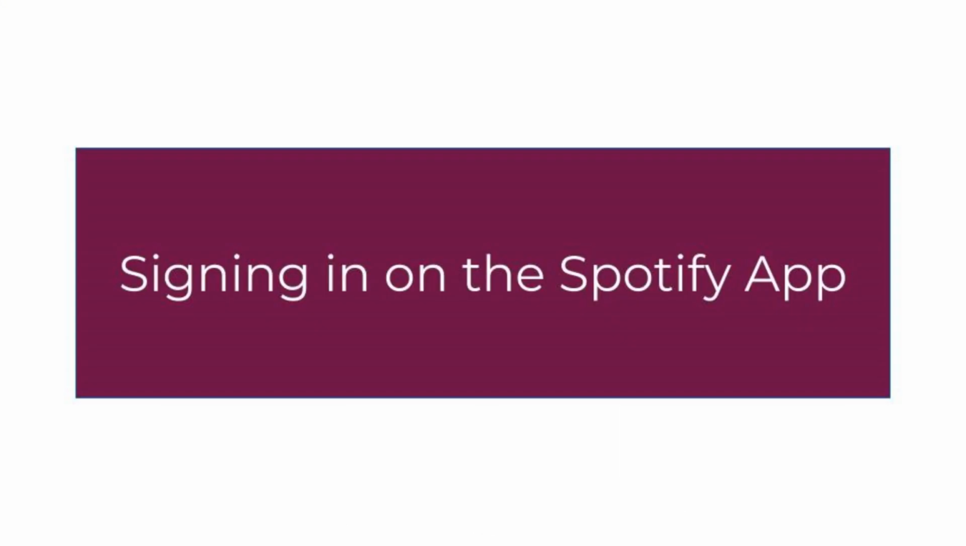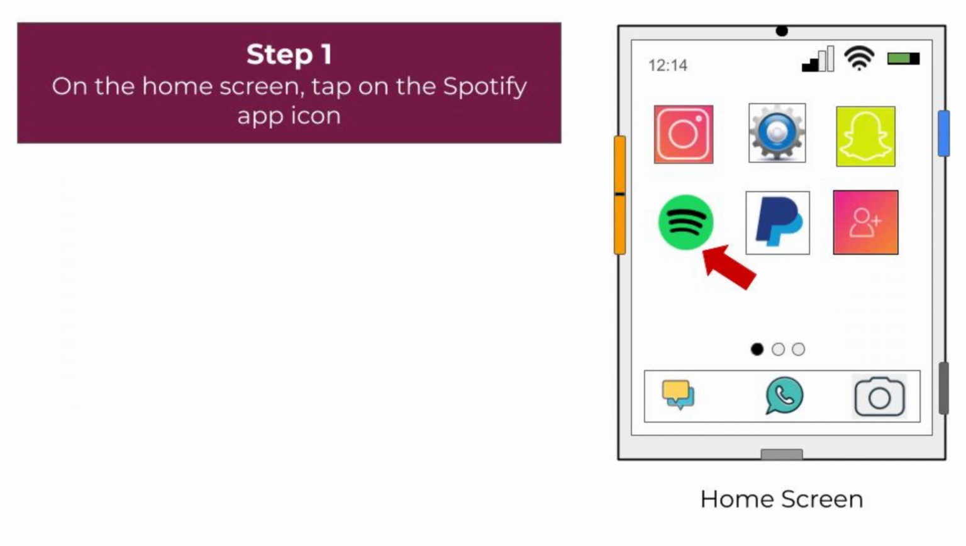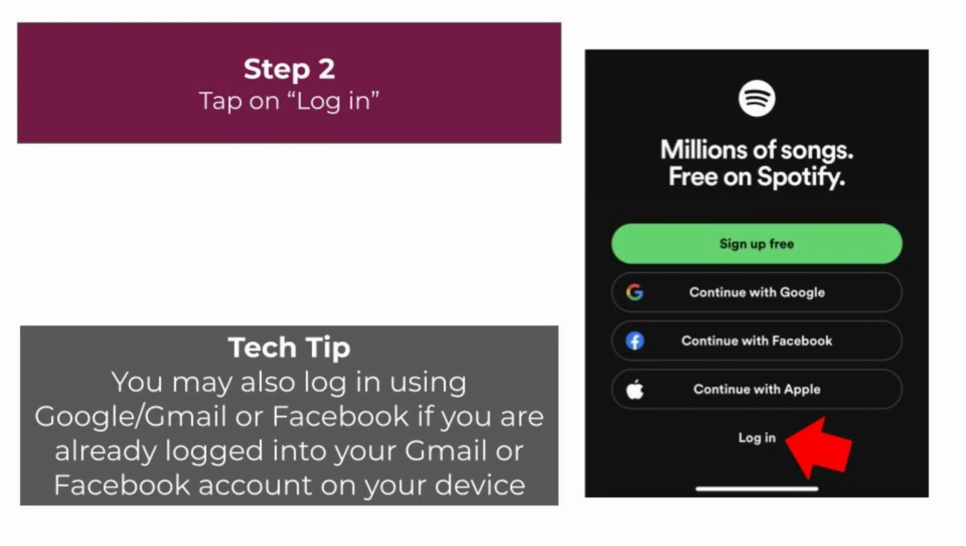Next, we will look at how to sign in on the Spotify app if you already have an account. First, on the home screen, tap on the Spotify app icon. Then, tap on the words Log In located at the bottom of the screen. You can also log in using Google or Gmail or Facebook if you already logged into your Gmail or Facebook account on your device. You can also log in with your Apple account if you have an iPhone.